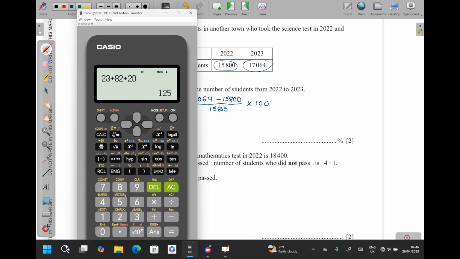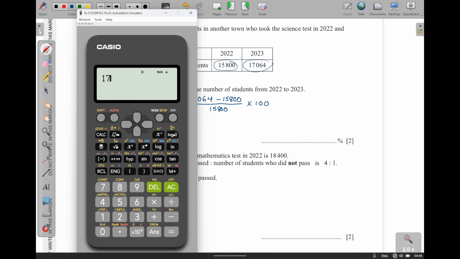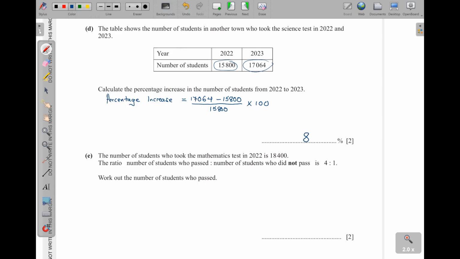So you get your calculator. We put 17064 minus 15800 out of 15800, then times 100. That is 8. So I'll put 8%. The number of students who took the mathematics test in 2022 is 18,400. The ratio of the number of students who passed to the number of students who did not pass is 4:1. Work out the number of students who passed.